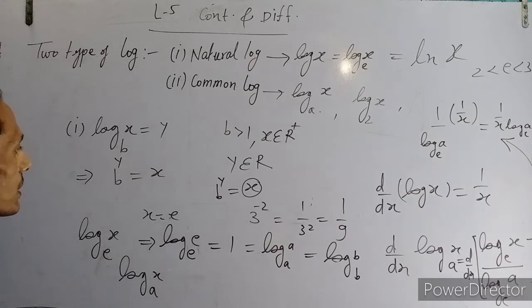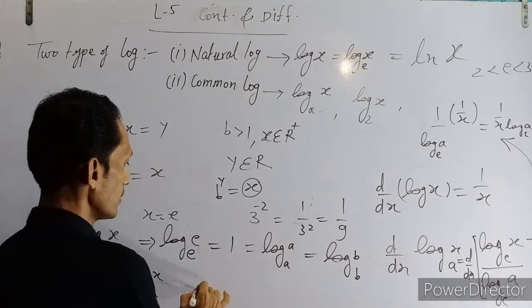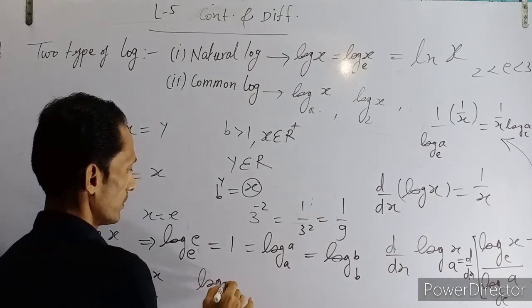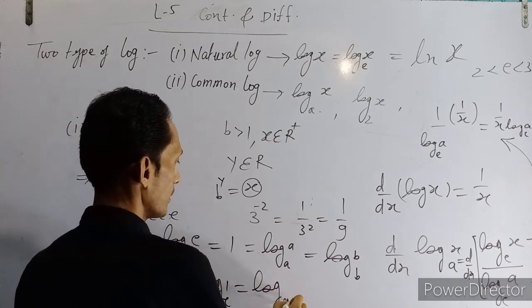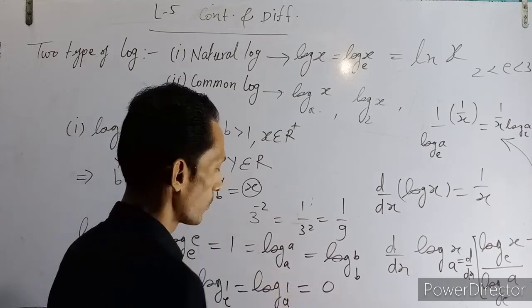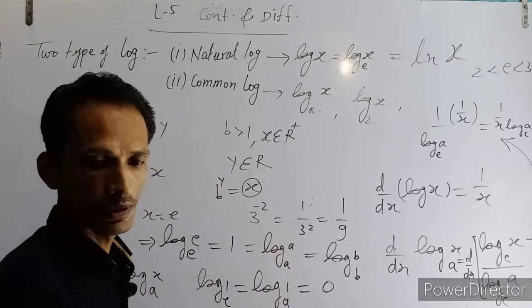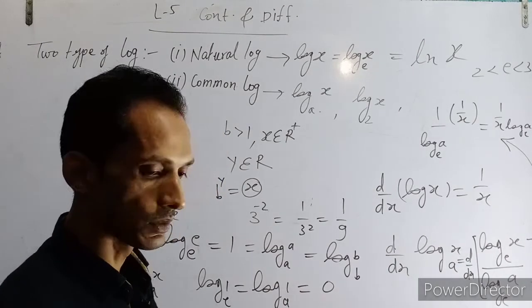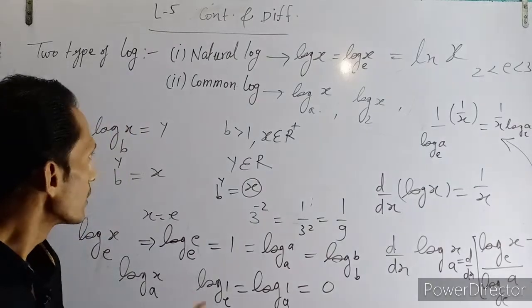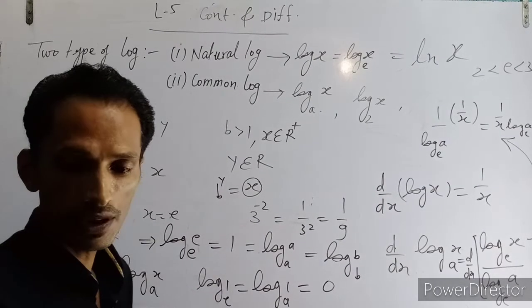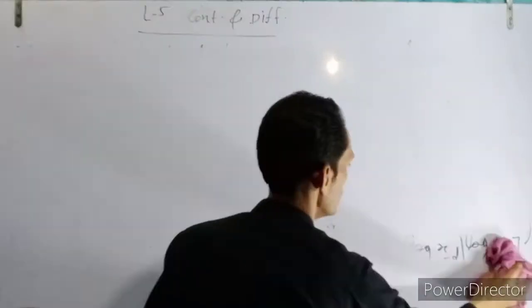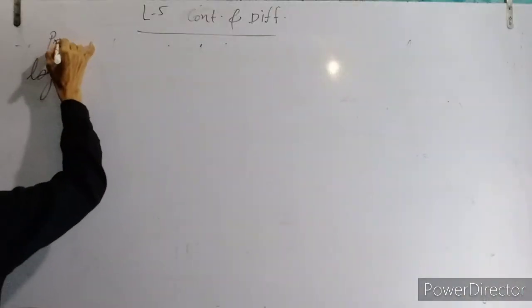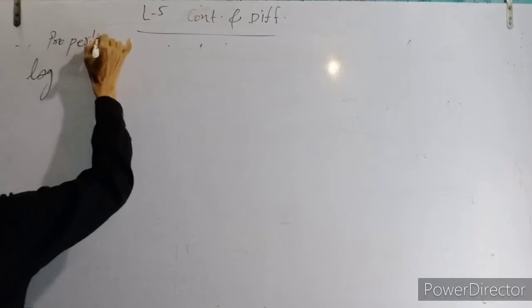After that, what is the value of log 1? Log 1 for any base a is always equal to 0. Is that clear? Now come to the next topic, the properties of log.